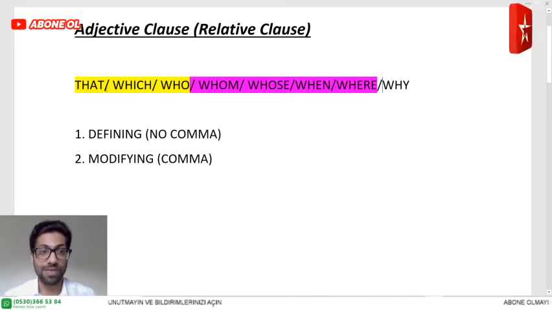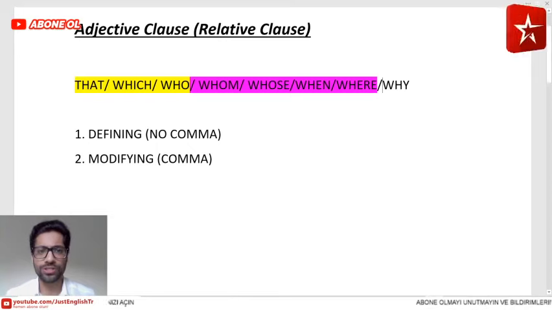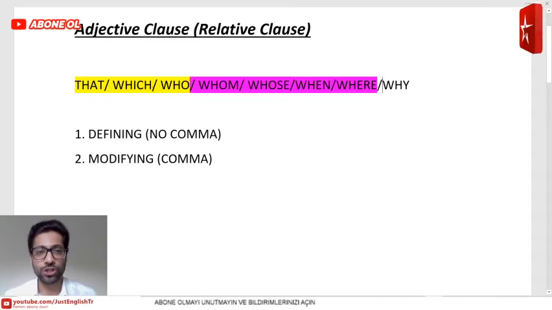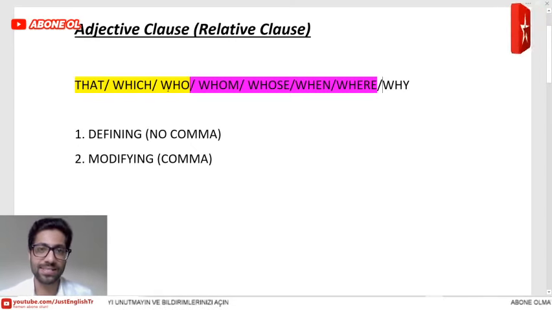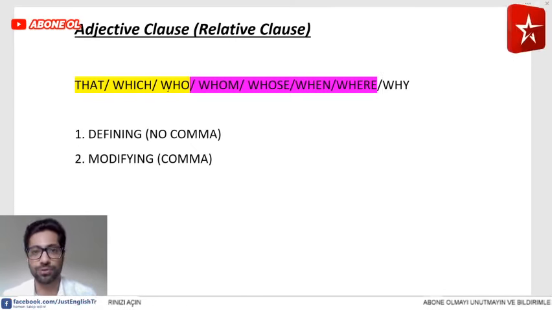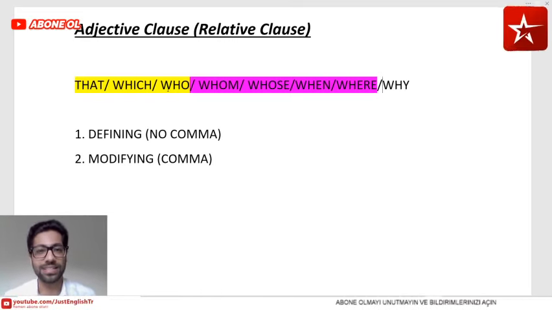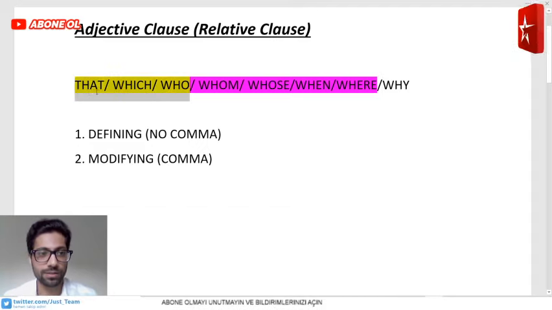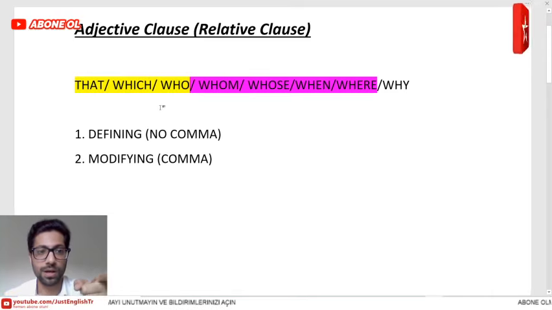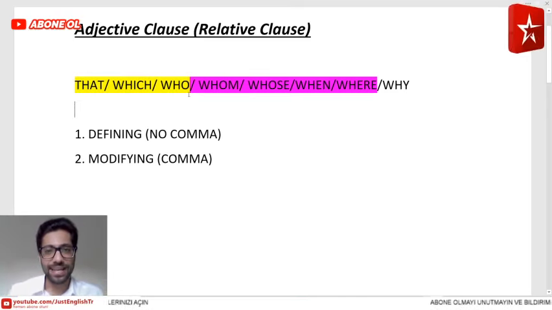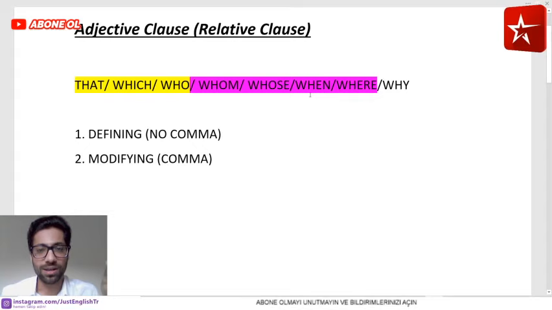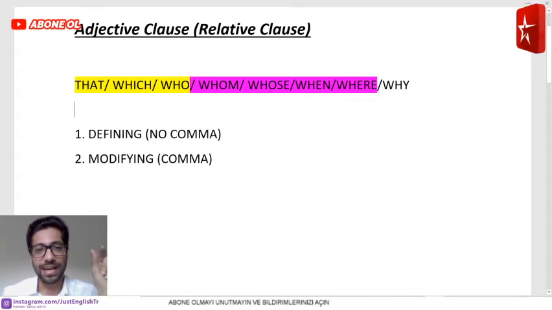adjective-relative clauses. That, which, and who can work as conjunctions and subjects. That's why I highlighted them with yellow color. That, which, and who can work in a sentence as a conjunction and as a subject. However, the others work only as a conjunction. So make that clear for yourself. Remember, those highlighted colors work as conjunction and subject. Whom, whose, when, and where work only in one role in a sentence.